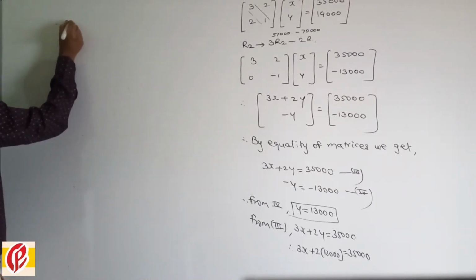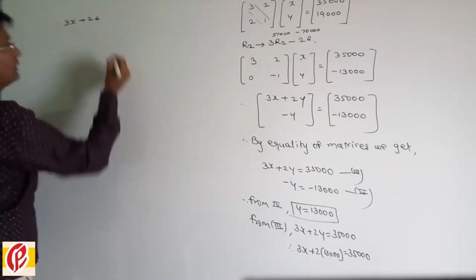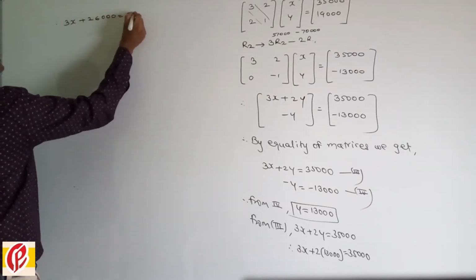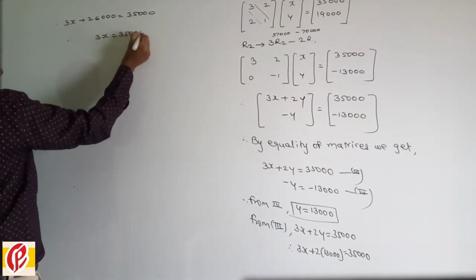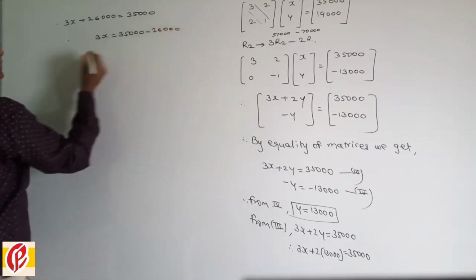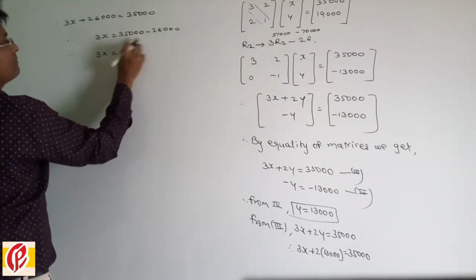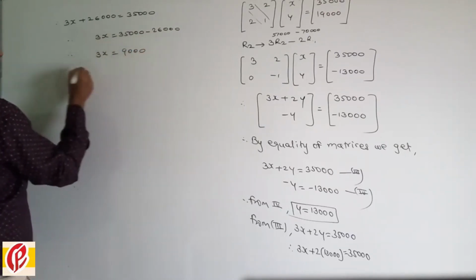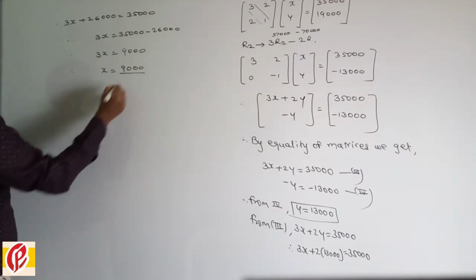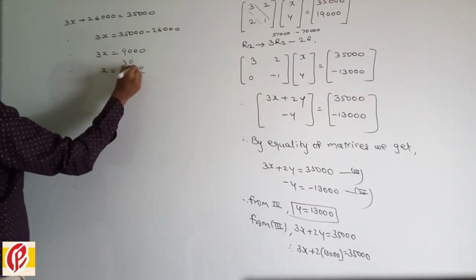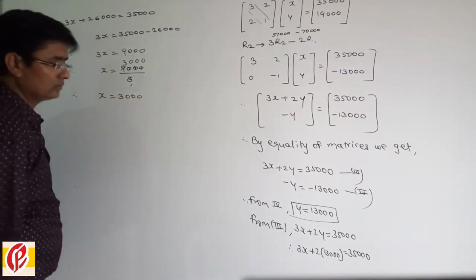Therefore, 3x plus 2 into 13,000, 26,000 is equal to 35,000. Therefore, 3x is equal to 35,000 minus 26,000. Therefore, 3x is equal to 35 minus 26, it is 9,000. And therefore, x is equal to 9,000 divided by 3. 3 3s are 9, 0, 0, 0. Therefore, x is equal to 3,000.